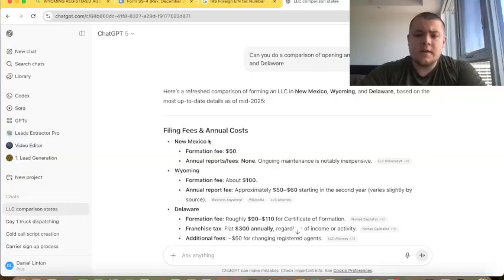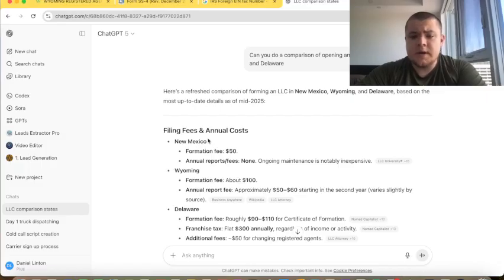What I wanted to discuss is how to set up an LLC as a non-American citizen, permanent resident, somebody without a Social Security number or an ITIN, individual taxpayer identification number. There's numerous reasons for people in other countries wanting to set up an LLC. Number one, having that American presence can look good and help to build trust.